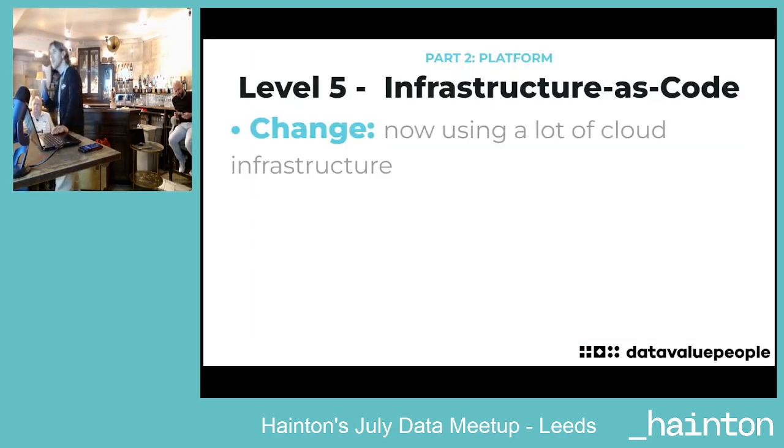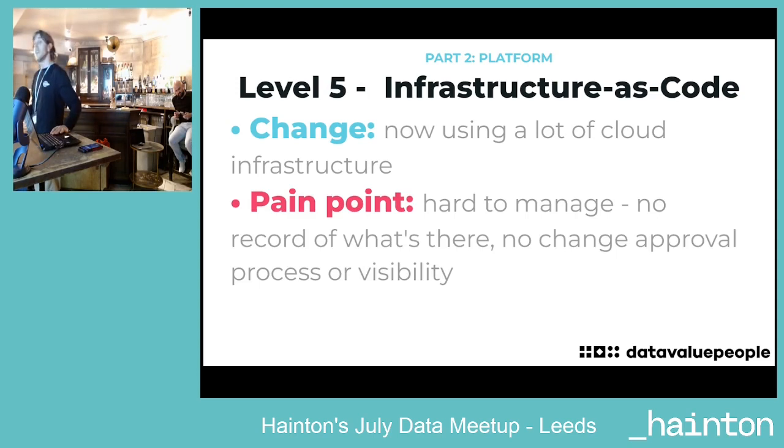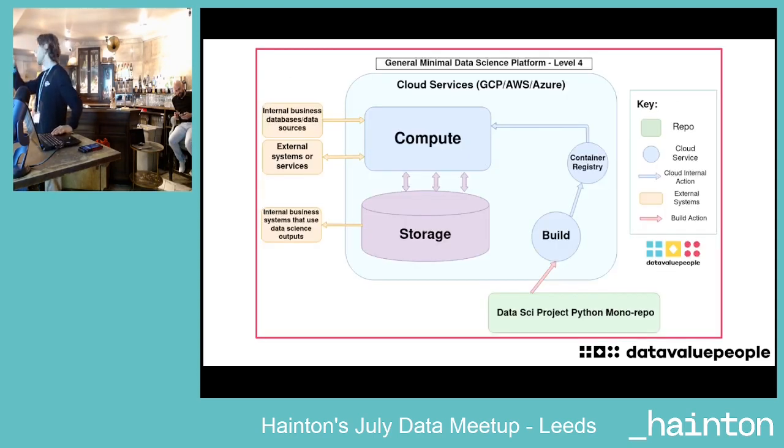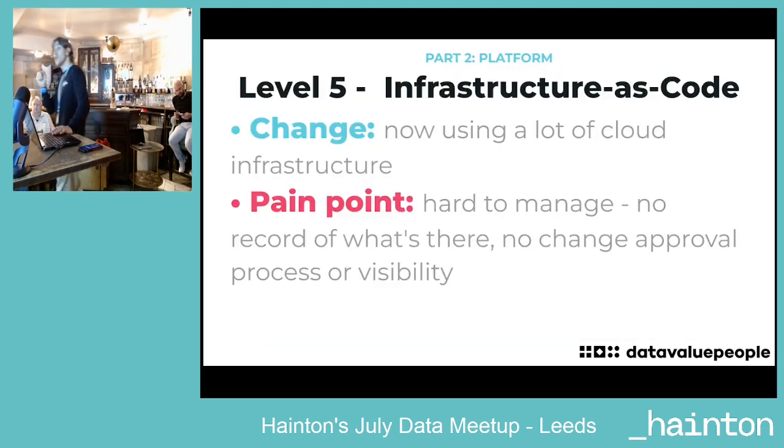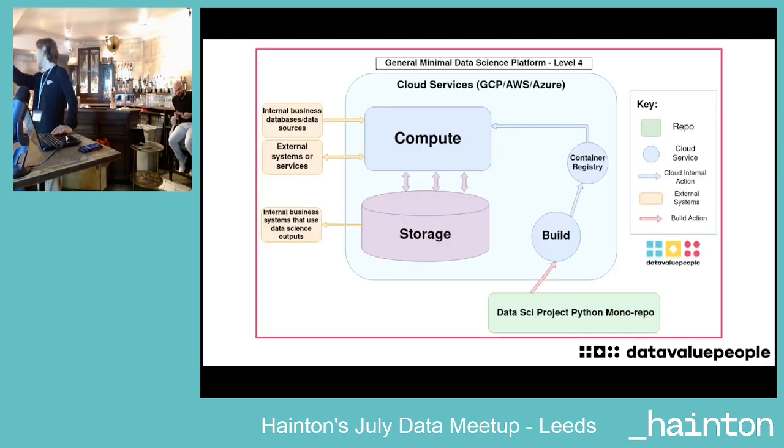Okay. So the new change after that last change, we're now using a lot of cloud infrastructure. There's quite a lot of stuff going on here. So the new pain point is it's hard to manage all that cloud infrastructure. There's no record of what's there. There's no change approval process. There's no visibility into what our platform is, other than my kind of sketchy diagram, right?